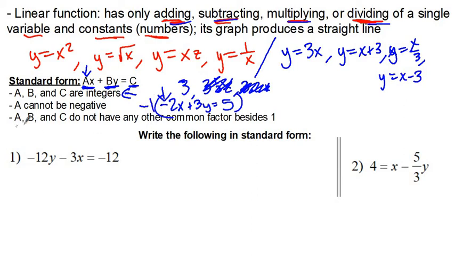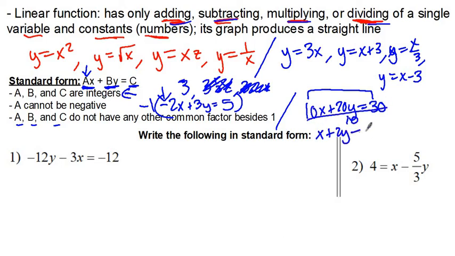And then finally, a, b, and c can't have a common factor. So here's what that means. Suppose we had 10x plus 20y is equal to 30. This is not in standard form because those all have a common factor of 10. So if you divided this whole thing by 10, you would have 1x plus 2y equals 3. Now that's in standard form because they have no other common factor besides the number 1.